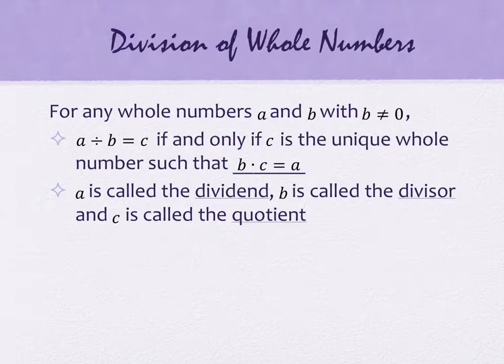A is called the dividend. It's what you're dividing. B is called the divisor. It's what you're dividing by. And C is called the quotient. Sorry, quotient is the answer. Dividend is what you're dividing. I said that backwards. A is the dividend, B is the divisor, and C is the quotient.